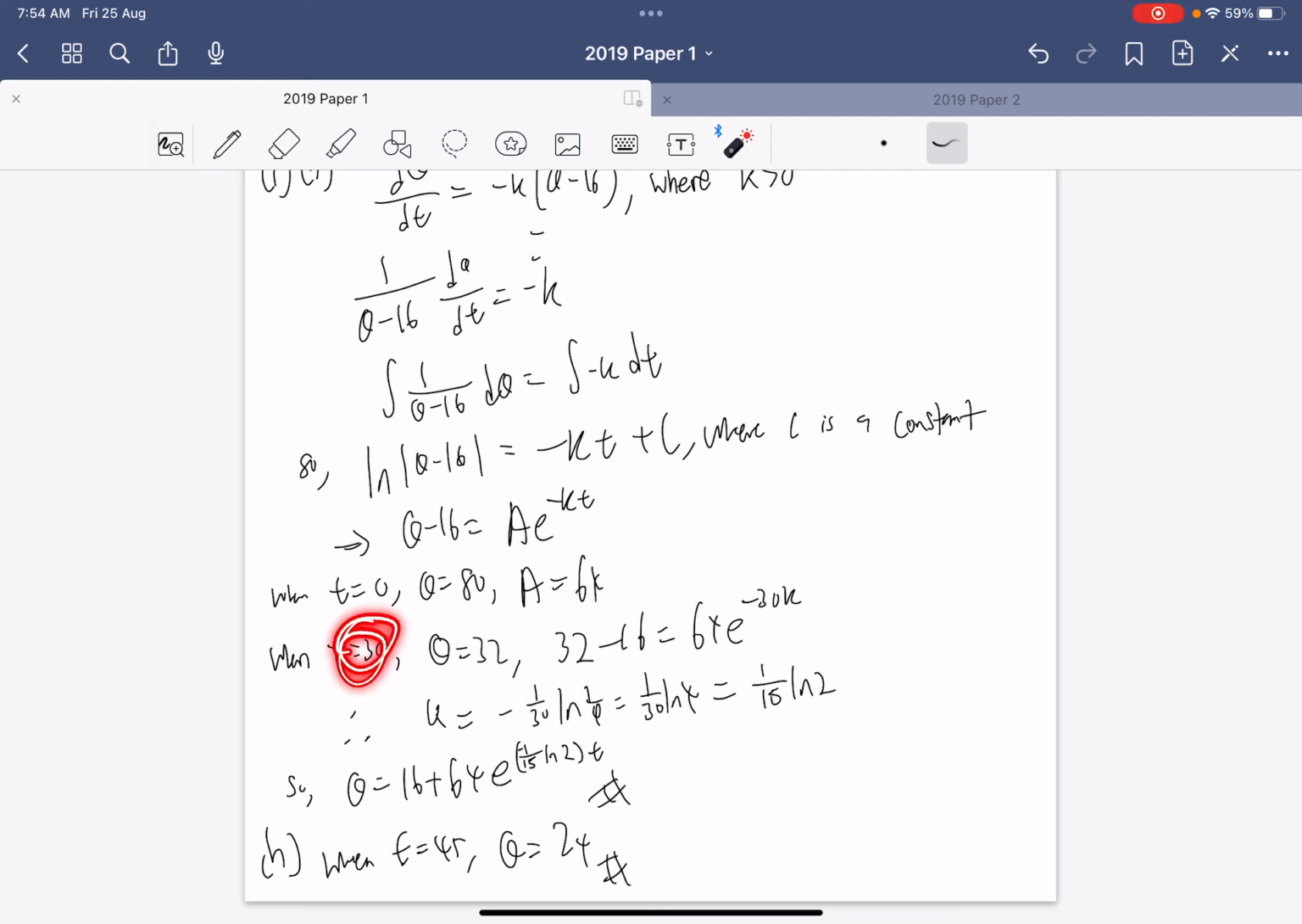So when t is 30, theta is 32, then the difference in temperature is 16. Now you know A is 64, so it's e to the minus 30k. You can find k to be 1 over 15 ln 2. So theta is 16 plus 64 e to the power minus 1 over 15 ln 2 t.